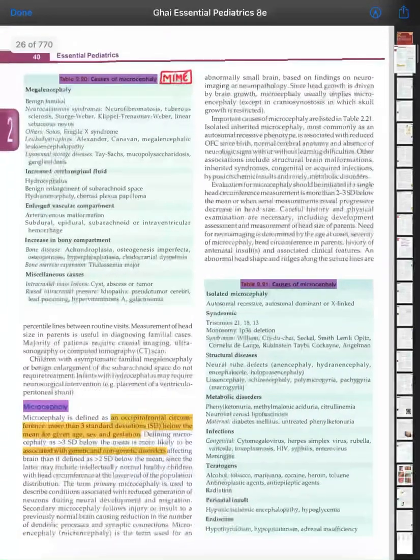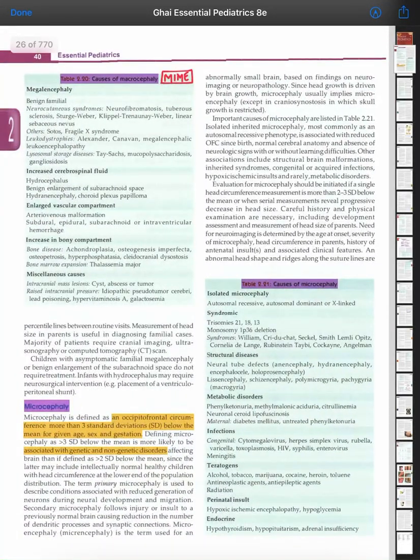Now causes of microcephaly. Isolated microcephaly, autosomal recessive, autosomal dominant or X-linked; syndromic, trisomy, monosomy syndrome; structural disease, neural tube defect, lissencephaly, schizencephaly, polymicrogyria, pachygyria; metabolic disorder; infections, teratogens, perinatal insult; endocrine.